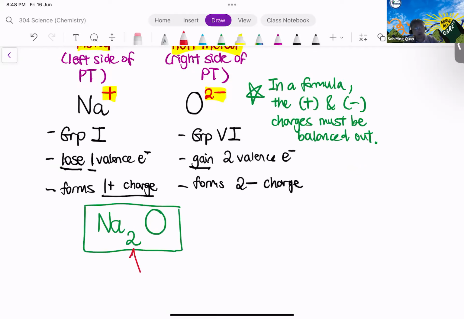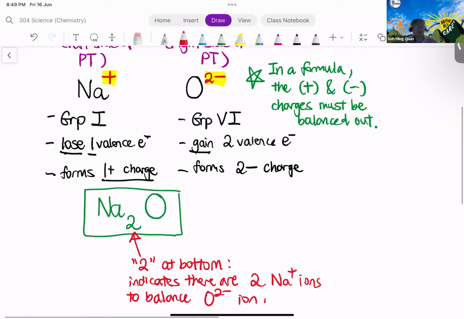So the 2 at the bottom indicates there are 2 Na plus ions. Why 2 Na plus? You need to balance out the O2 minus ion. Okay?